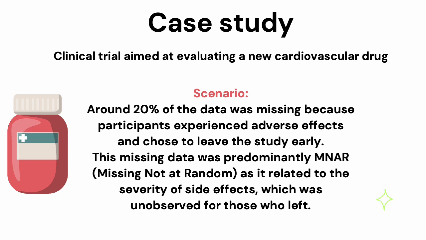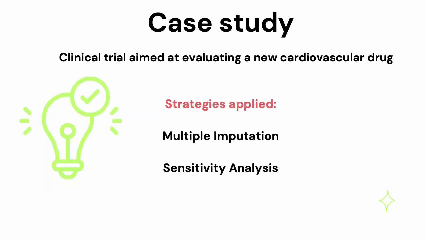In this trial, we encountered significant missing data when several participants discontinued due to side effects. In this scenario, around 20% of the data was missing because participants experienced adverse effects and chose to leave the study early. This missing data was missing not at random, and it related to the severity of side effects, which was unobserved for those who left. Next, I'll detail the specific strategies we used to address this missing data in our case study.